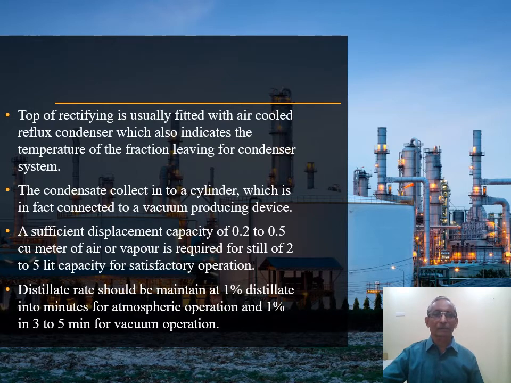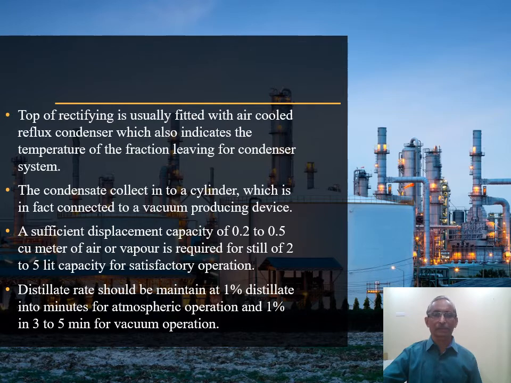The condensate is collected in a cylinder, which is connected to a vacuum producing device. The way I have told you, after 400 degrees centigrade, you have to switch to 10 mm and apply the vacuum. A sufficient displacement capacity of 0.2 to 0.5 cubic meter per minute of air or vapor is required for a steel of 2 to 5 liter capacity. Steel means where you take the crude oil sample, for satisfactory operation.